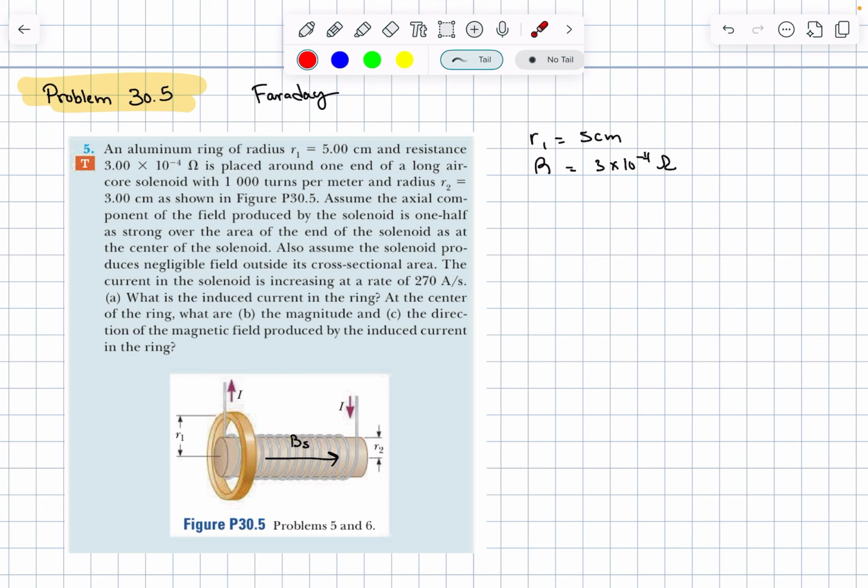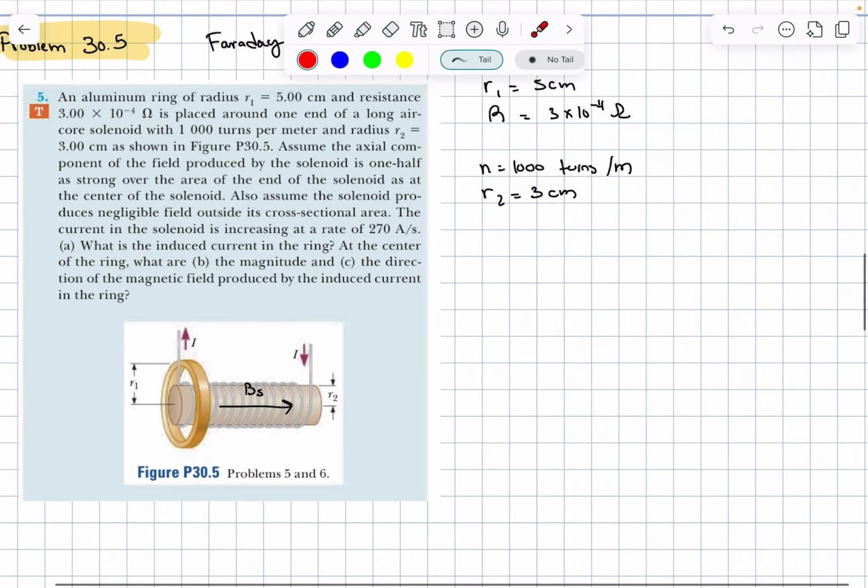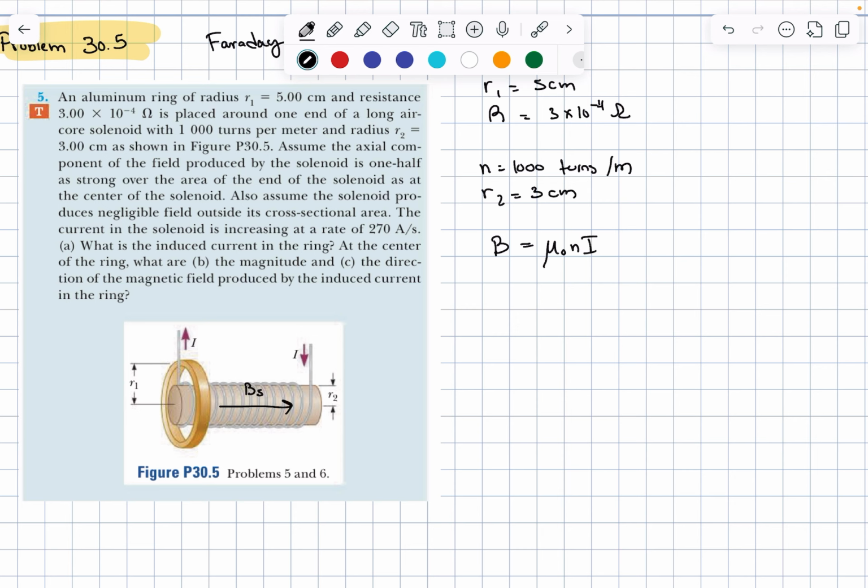It is placed around one end of a long air core solenoid, so this solenoid here, that has 1,000 turns per meter, so N is equal to 1,000 turns per meter, and it has radius R2 equal to 3 centimeters. So the idea here is that when we have this current going in this motion here, we know that that's going to induce this magnetic field. If you use your right hand rule, the magnetic field due to the solenoid is going to be pointing in this direction. We also know from previous weeks that B is equal to mu naught times N times I, right?